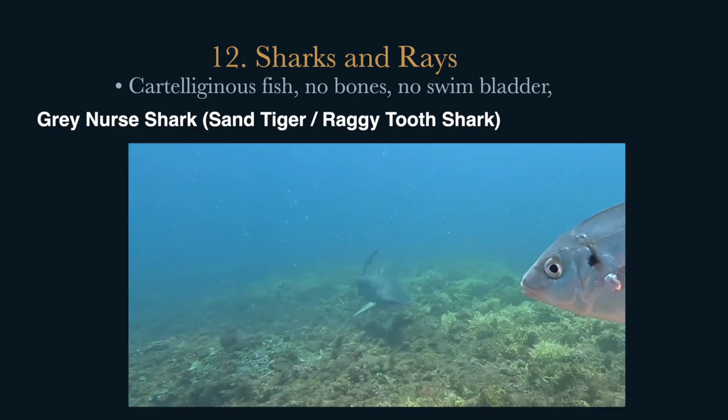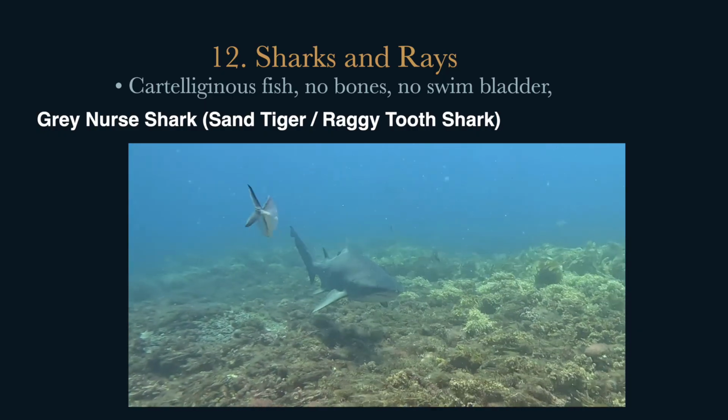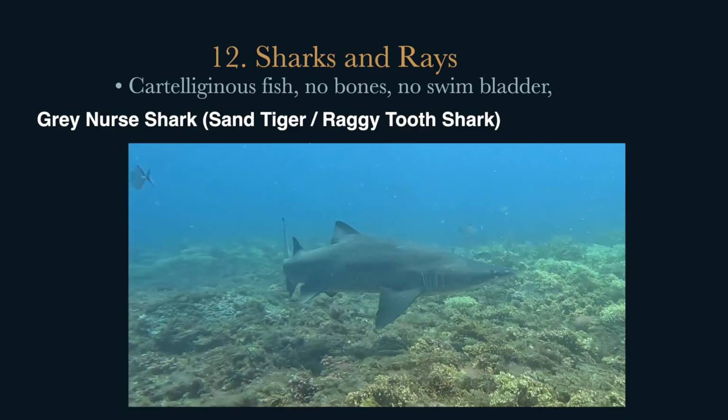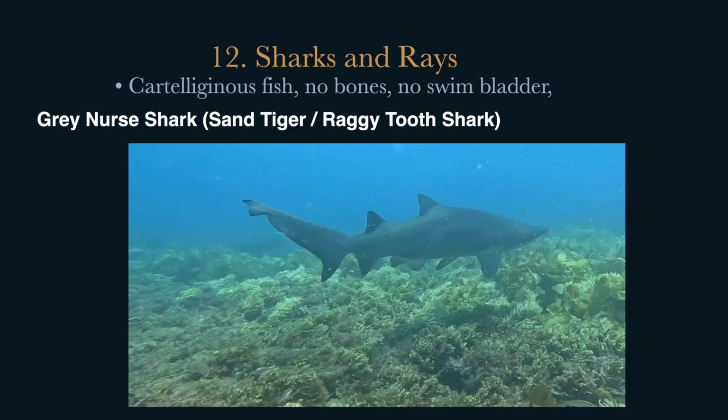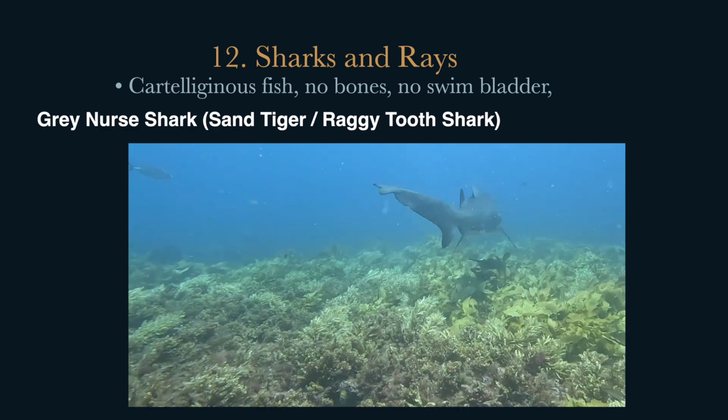They grow up to 3.3 meters and look fierce, but are actually fish eaters. And look for the 2 dorsal fins and the snaggly teeth. In fact, in South Africa they're called raggy-tooth sharks, and sand tigers in the UK and America.